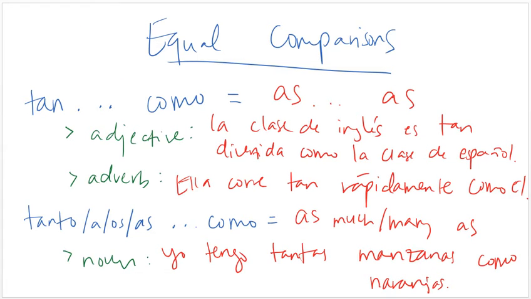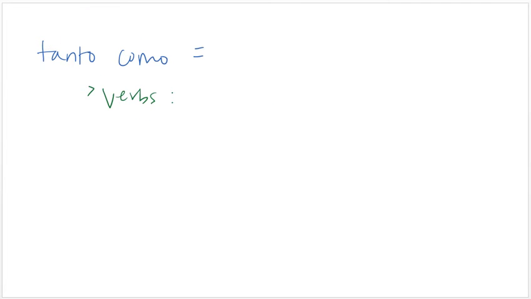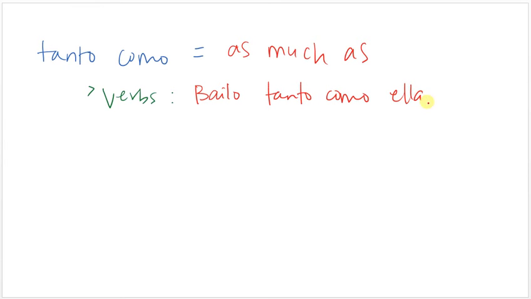There's a third comparison that you can do, and that's generally if you're comparing verbs, and that's going to be tanto como with nothing in between. So this is going to be as much as. So, for example, if I wanted to say, yo bailo tanto como ella. I dance as much as she does. I'm comparing a verb, so I don't put anything in between the tanto and como because I have the verb either before or at the end.